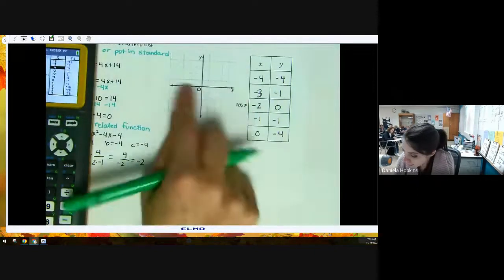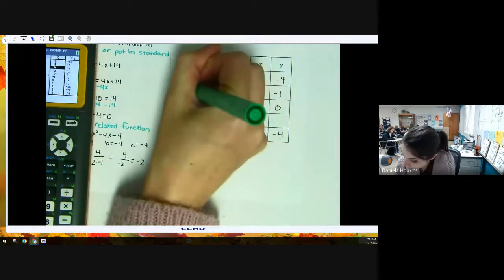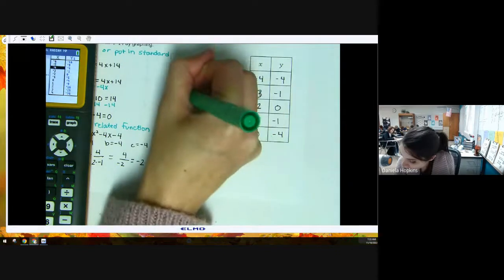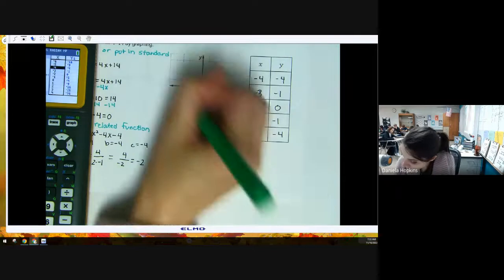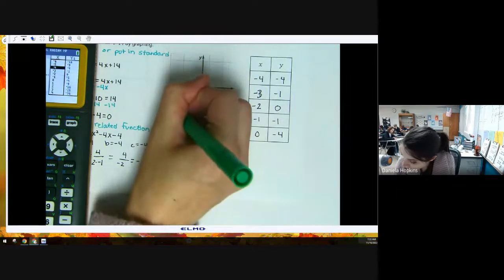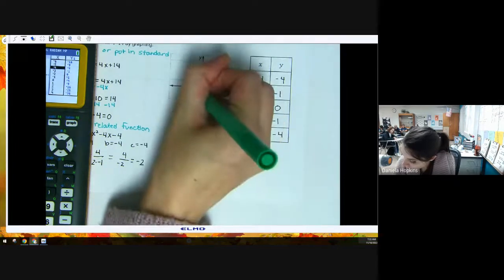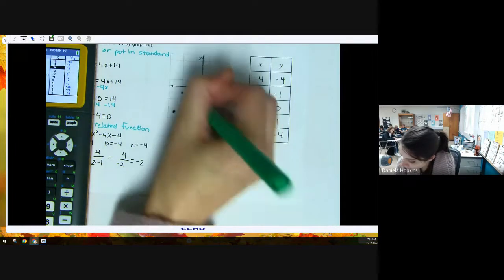So then I'm going to go ahead and graph this function. At -2, I'm at 0. At -3, I'm at -1. At -4, I'm at -4. 2, 3, 4. At -1, I'm at -1. And at 0, I'm at -4.